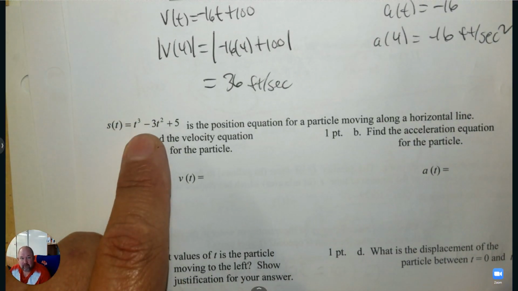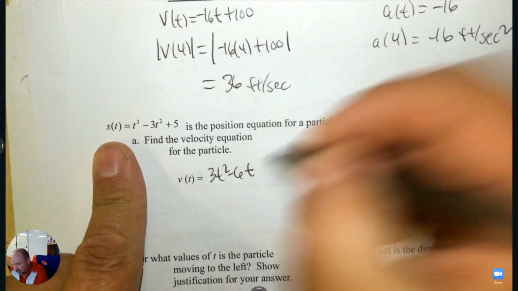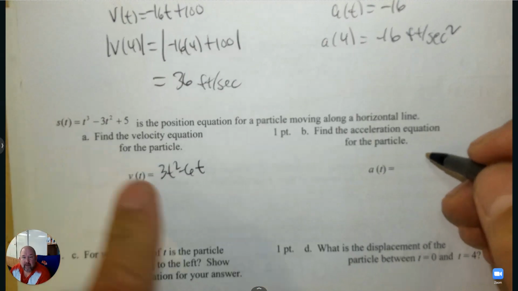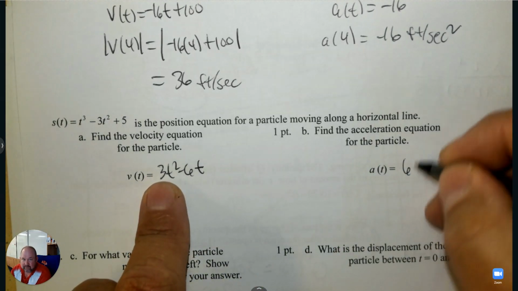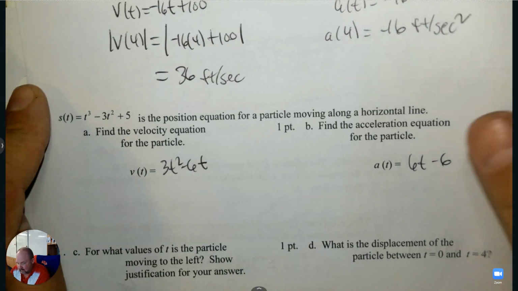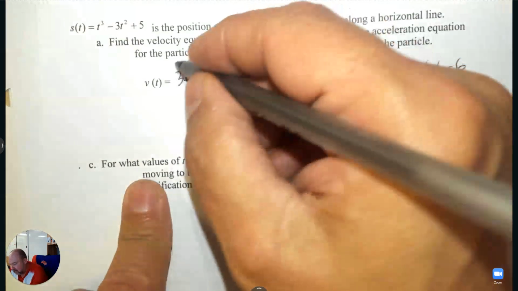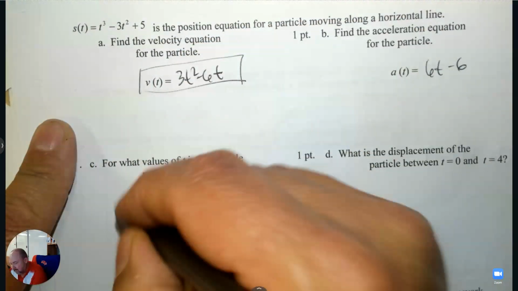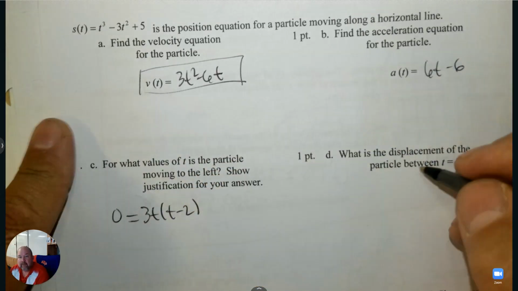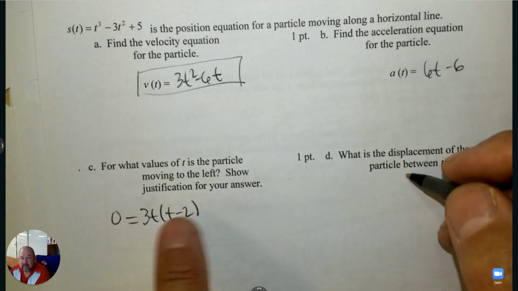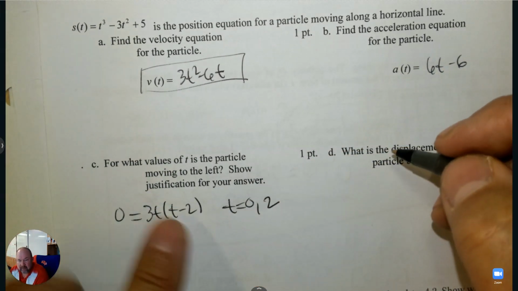All right, you're given a position equation. Find the velocity, so take the derivative. And then I want to find the acceleration. Take the derivative of velocity. For what values is the particle moving to the left? So take the velocity and make it equal to 0. So I'm going to factor out a 3t. And I'm left with t minus 2. So the two values I'm looking at, my critical numbers are 0 and 2.